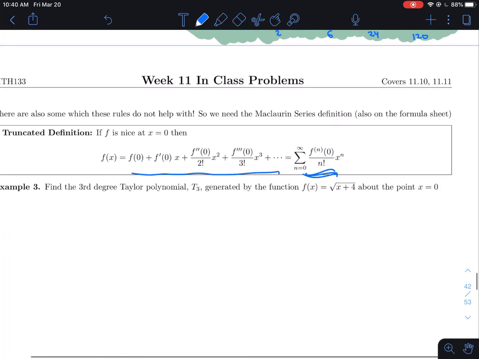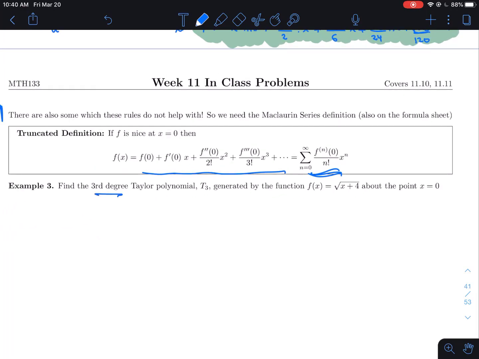So we would like to still come up with it. We're going to find the 3rd degree Taylor polynomial. This is sometimes denoted with T sub 3. You'll see this a lot on WebWork. And we want to center about the point x equals 0. And so the big thing here is let's go ahead and use our definition for this. So again, what we have in this box right here.